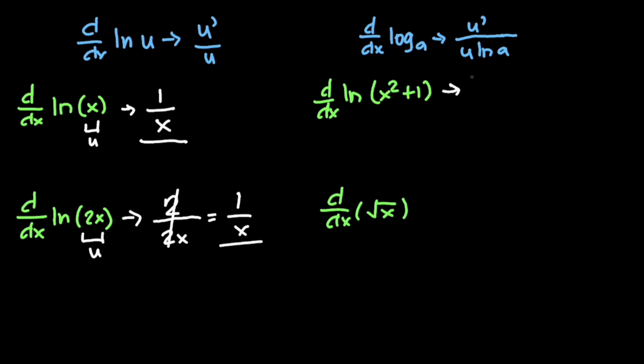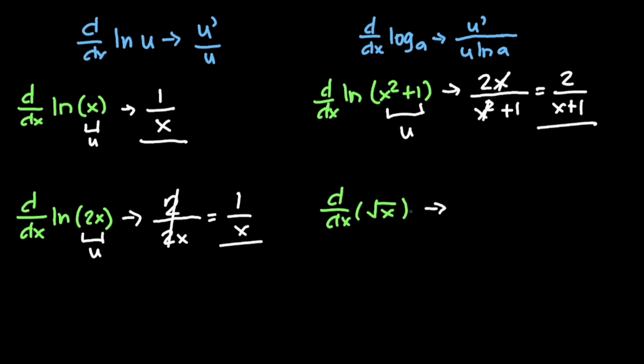Derivative of natural log of x squared plus 1. X squared plus 1 will be u. So derivative of x squared plus 1 will be 2x over u, which is x squared plus 1. You can cancel one of these x's out. So we'll have 2x over x squared plus 1.